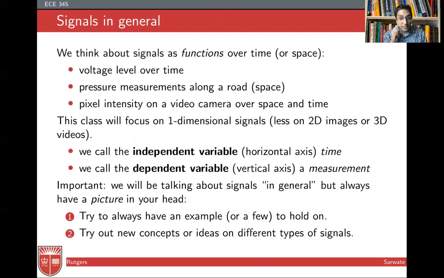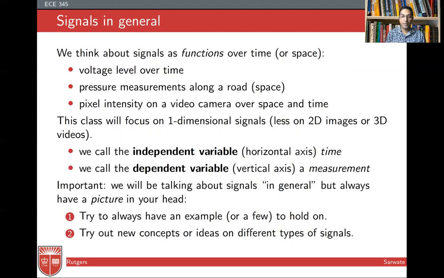So signals in general, we think of as being functions over time or space. So we're going to focus on talking about things over time, but you should also remember that you can, for example, measure a seismic signal over space. Voltage level over time is a canonical example of a signal. Pressure measurements along a road, so if you have car sensors, pressure in the roadbed for detecting cars, that's a spatial signal. And the pixel intensity on a video camera is kind of over space and time if you think about this 2D image and video.